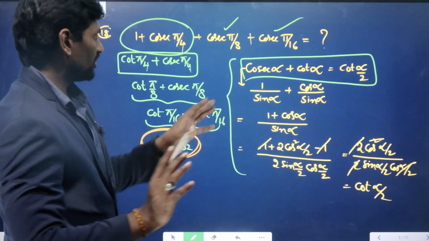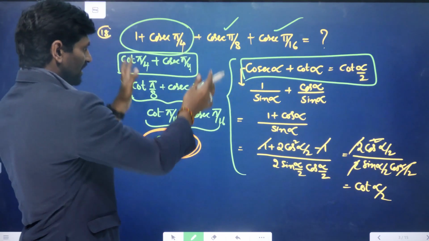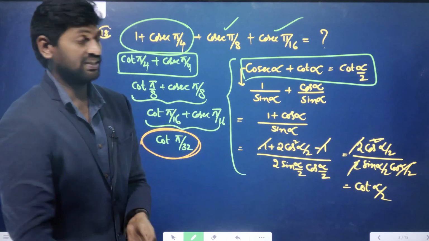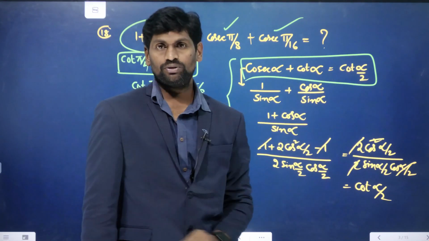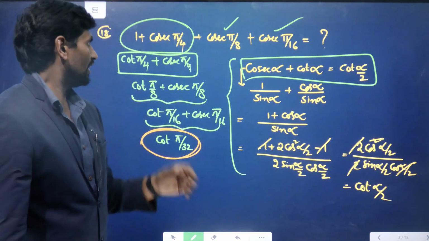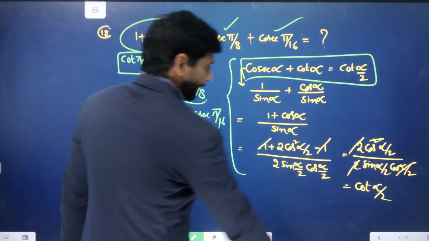Okay? So we are using the condition to solve this entire problem. That condition is cosecant alpha plus cot alpha equals to cot alpha by 2. Okay? Yeah, let us go to the next problem.